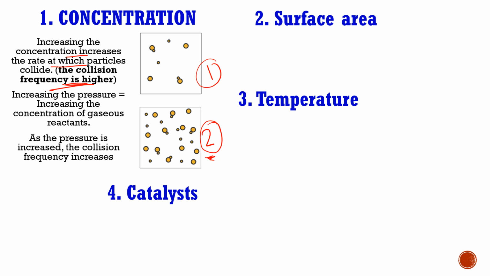So as the pressure is increased, the collision frequency increases. The second factor we have here is surface area. Let's imagine that you have a sugar cube and you have powdered sugar. Which one do you think will be dissolved faster? It's of course the powder.